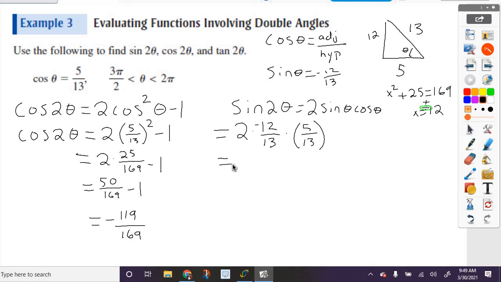So notice that 2 times 5 gives me 10, 10 times 12 gives me 120, and then 13 times 13 gives me 169. And so notice that neither my cosine nor my sine, just multiplying by 2, would give me what my sine of 2 theta or my cosine of 2 theta is. It's very, very different. And that's why we cannot just multiply the original fraction by 2.